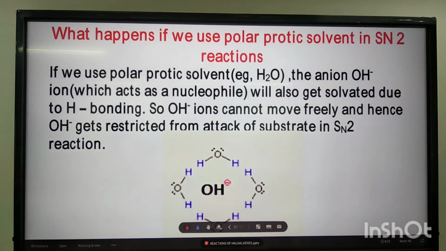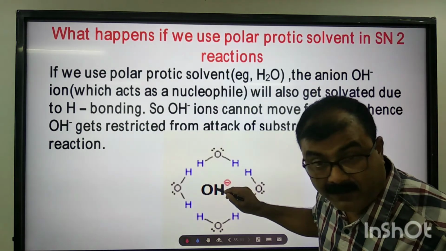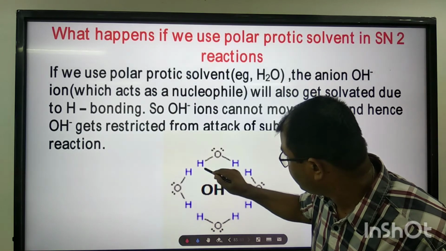Now, what happens if we use polar protic solvent in SN2? Just now I explained. If we use polar protic solvent in the SN2 mechanism, what will happen? The anion, OH minus ion, which acts as a nucleophile, will also get solvated due to hydrogen bonding. So OH minus ions cannot move freely and hence get restricted from attacking the substrate in SN2 reactions. Here you see, there will be hydrogen bonding.